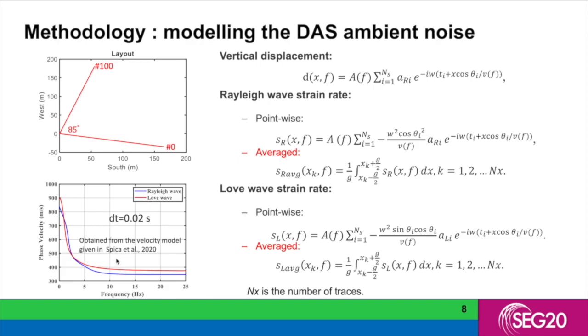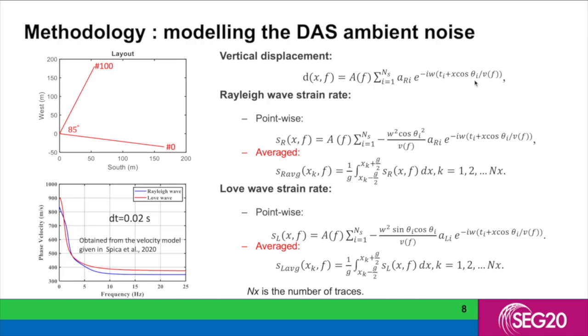This figure shows the phase velocities used to model the data, and they are obtained from the shear wave velocity model published in Spica et al. 2020. We use the Rayleigh wave phase velocity to model both the vertical displacement and the Rayleigh wave strain rate. All the data are modeled using random sources. NS is the number of sources, and AI is the amplitude of the I source, and it's random.